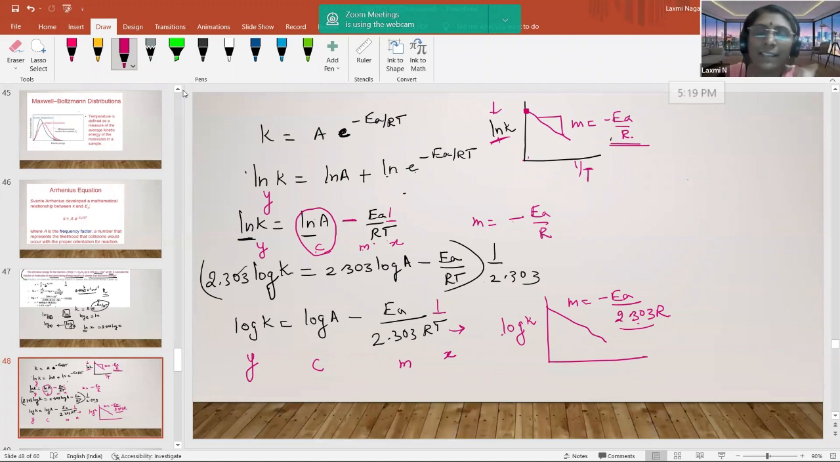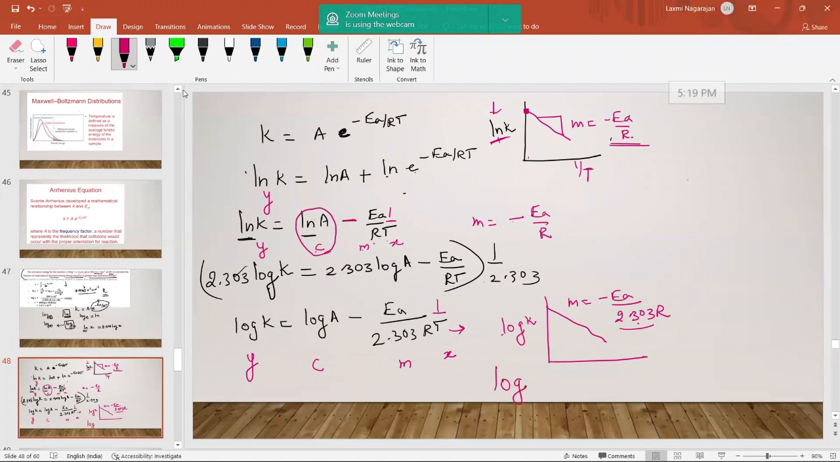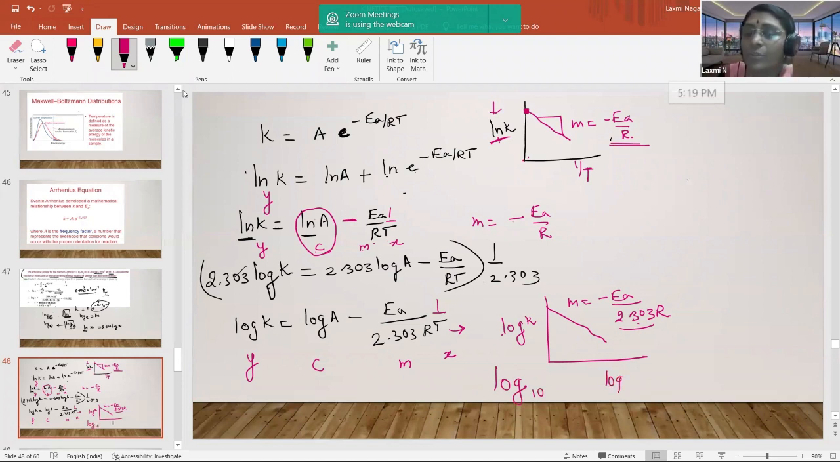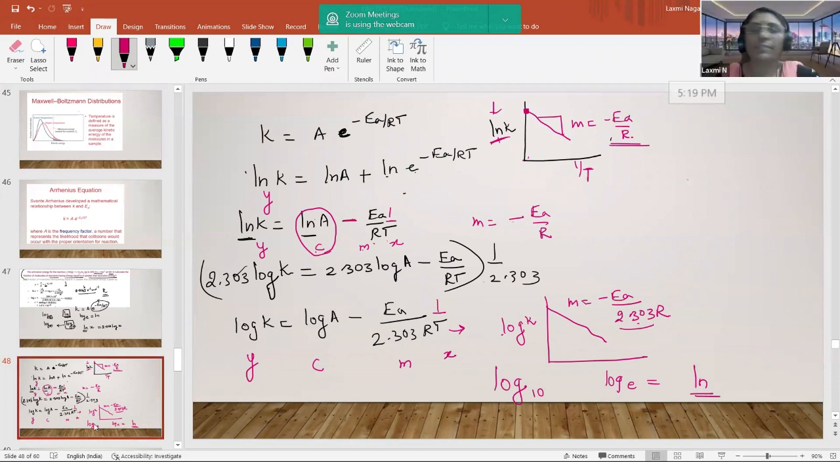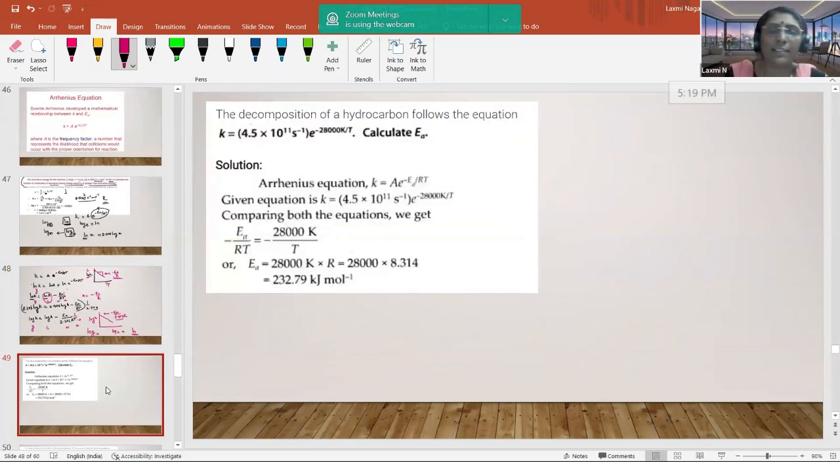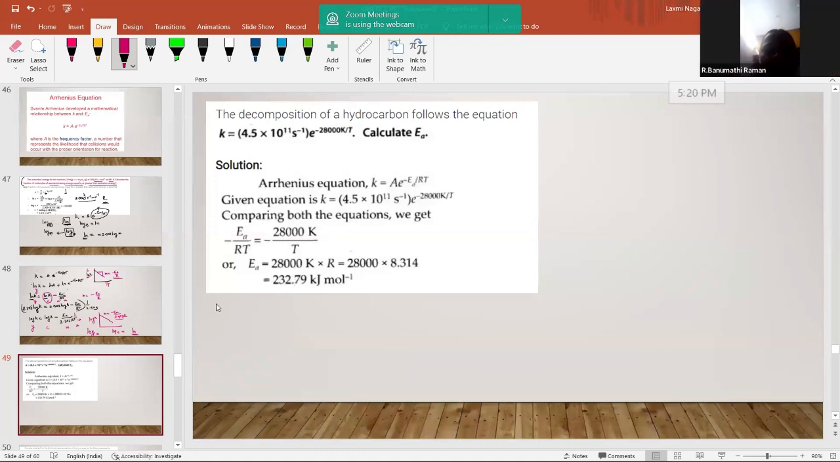Got it, sir? Yes, ma'am. So when they say log for chemistry, it is log to the base 10. When they want to write log to the base e, they won't say log to the base e and all. They'll put it as ln. Yes, sir? Okay. I think this on the other day we were asking this question. Hope it is clear, no, ma'am? Yes, ma'am.